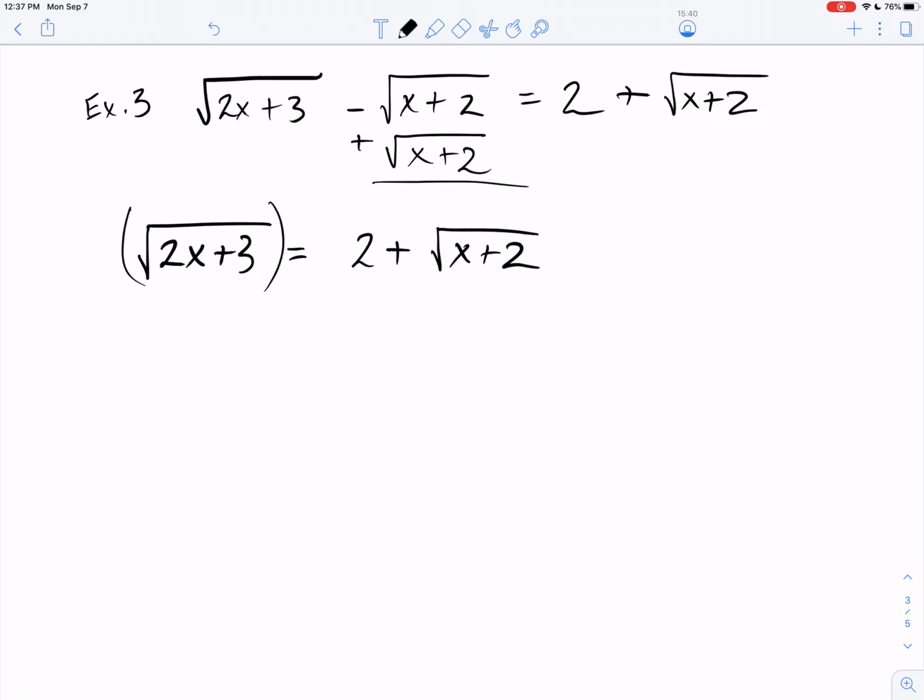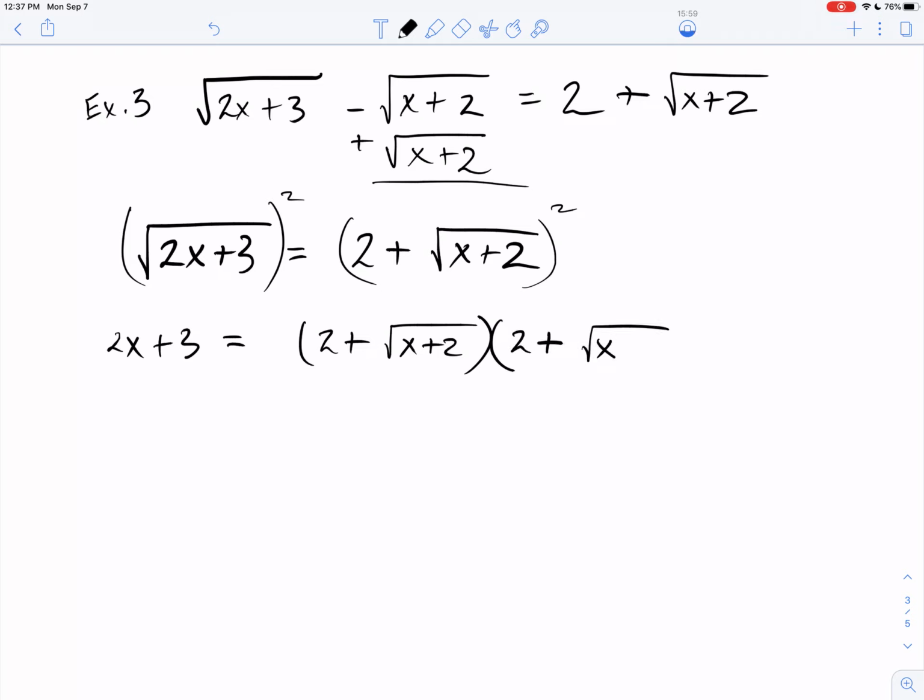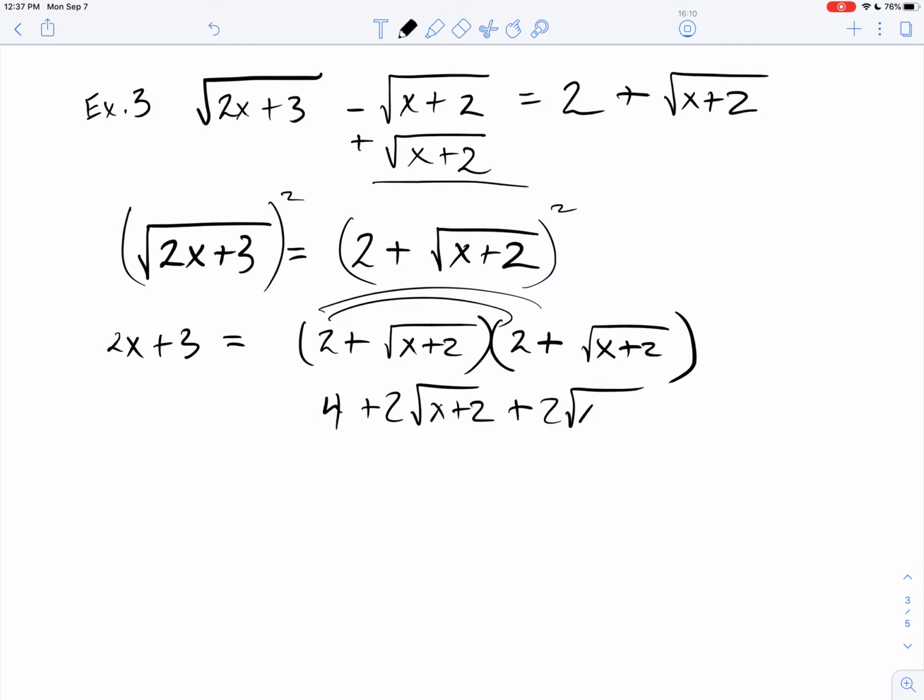So here we go. I'm just going to go through this one. I got to square both sides. If I square this side, I get 2x plus 3. If I square the other side, I have to FOIL it. And if I FOIL it, whoops, I don't know why I did that. Put it there. I will get this statement, which I'm going to do now. If I FOIL it, I get 4. And then I get 2 of them. I get another 2 of them. And then I do this times that, rad x plus 2 times rad x plus 2, I get x plus 2.